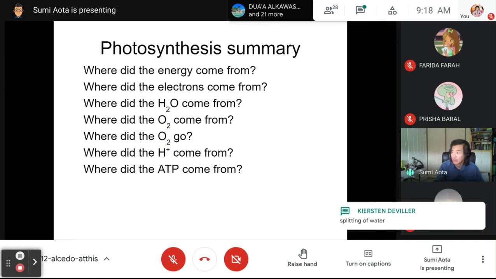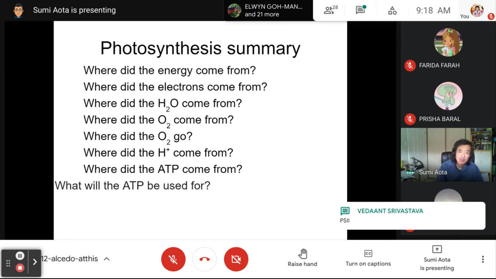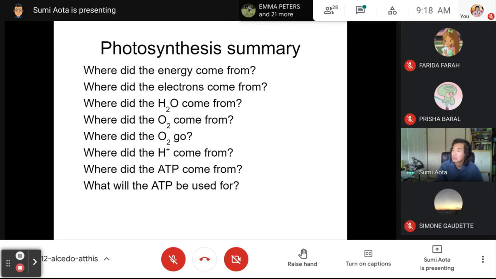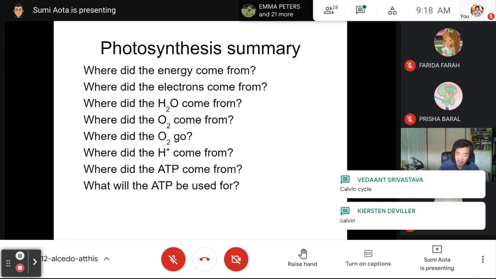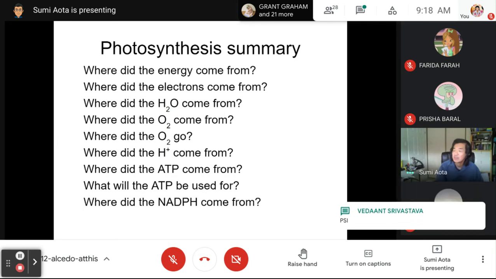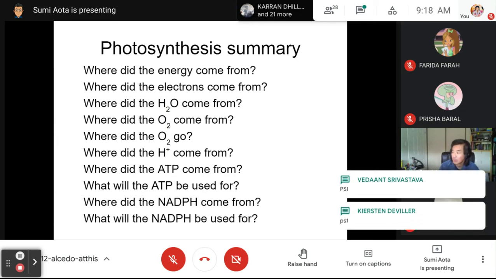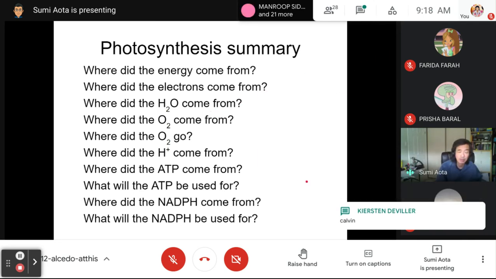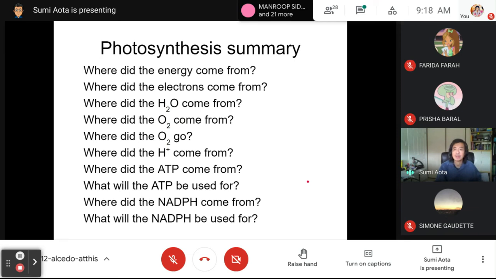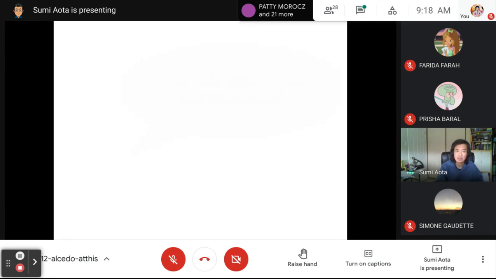Where did the ATP come from? Photosystem 2. What's the ATP going to be used for? Right? To make sugars. Where did the NADPH come from? PS1. And what will it be used for? Also Calvin. Okay? So you should be able to answer all these questions in order to know how the light reactions work in terms of where products and reactants are going. Okay? So stay tuned next for the Calvin cycle.